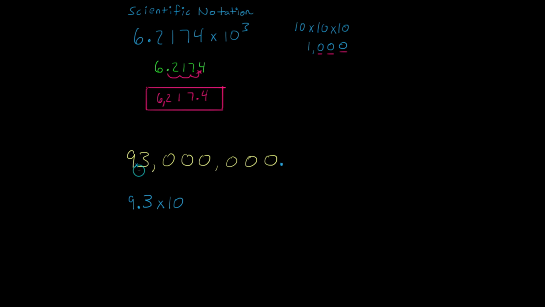Another way of thinking about it is just ask yourself, hey, how many times do I have to move this decimal? So let's go ahead and count. 1, 2, 3, 4, 5, 6, and 7. So if I took 9.3 and multiplied by 7 tens, I would get 93 million. So rather than listing 7 tens out, I can just write it as 9.3 times 10 to the 7th power.